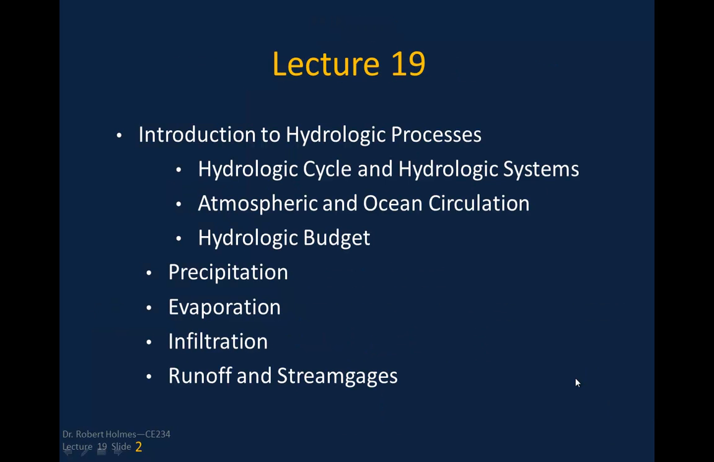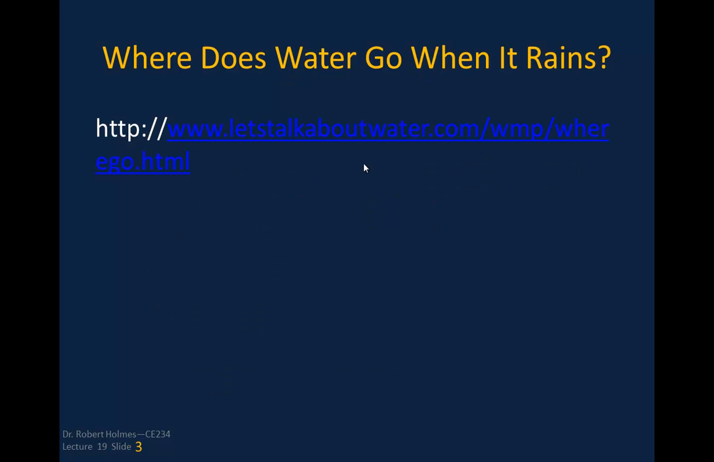Okay, so as I mentioned, we're going to talk about the introduction to hydrologic processes, and we'll talk about the hydrologic budget, atmospheric and ocean circulation, and the hydrologic cycle. We'll also talk about a little overview of precipitation, evaporation, infiltration, and then runoff and stream gauges. All these things will be talked about in more detail in later lectures.